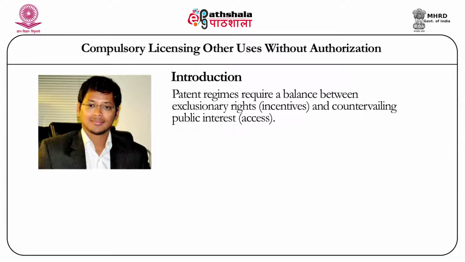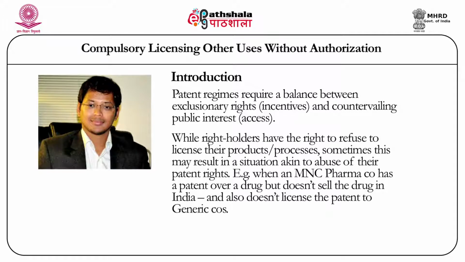This allows the diffusion or dissemination of the innovation even when the right holders refuse to voluntarily engage in such action. Examples of situations where this is done are when the patent holder's behavior is seen as abusing their patent rights, or when the countervailing interest is seen as significant enough to justify an interruption of the right holder's patent duration. As seen in slide number 2, an example of this is when, say, an MNC pharma company has a patent over a drug but doesn't sell the drug in India.